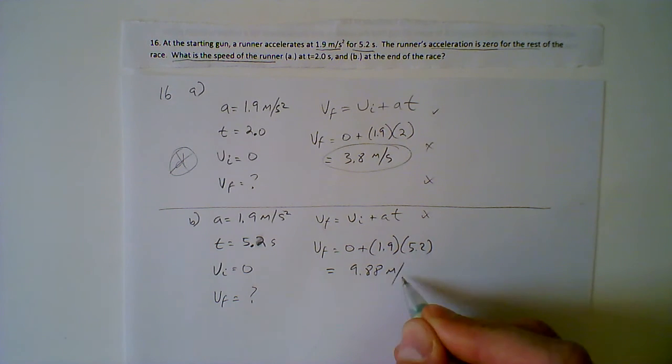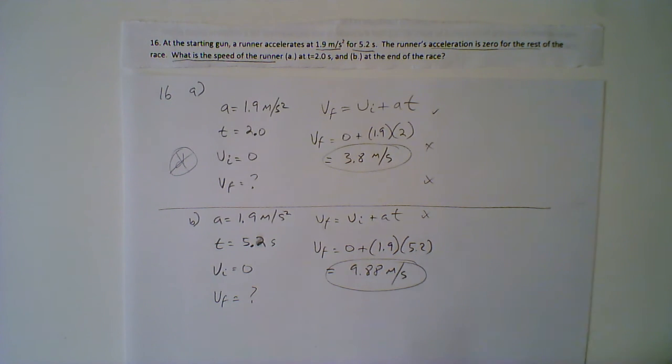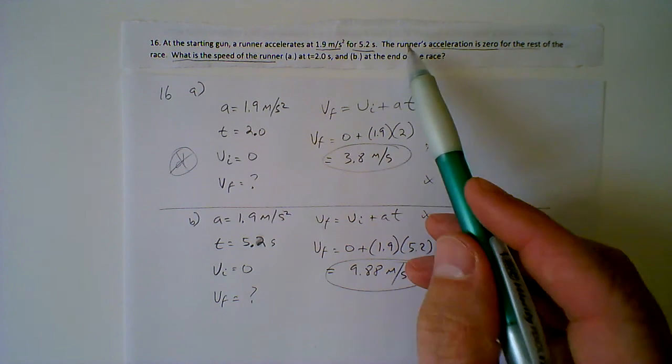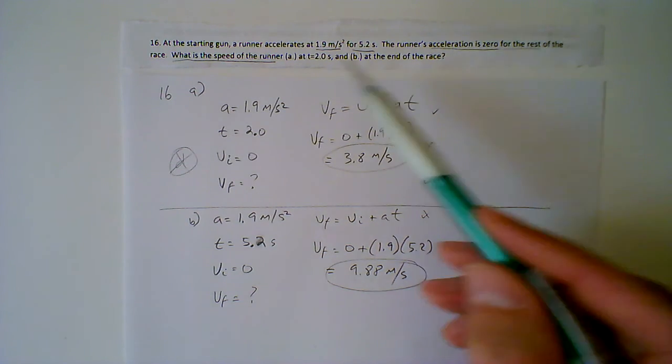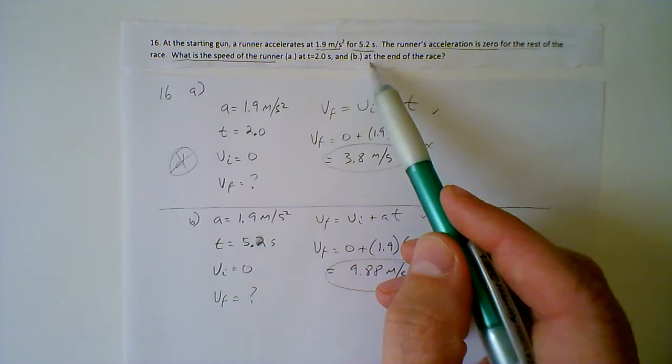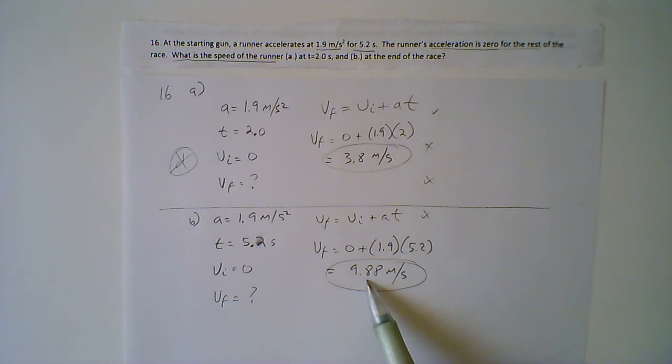9.88 meters per second. That's our answer. After 5.2 seconds, he's going to be at this velocity forward. And he's going to keep that continuously because it says that the runner's acceleration is 0 for the rest of the race after that point. And so you're just trying to find a final velocity at the end of the race, so this is it.